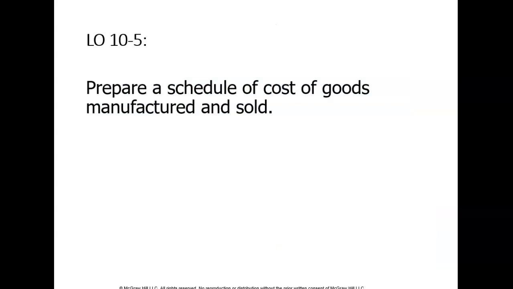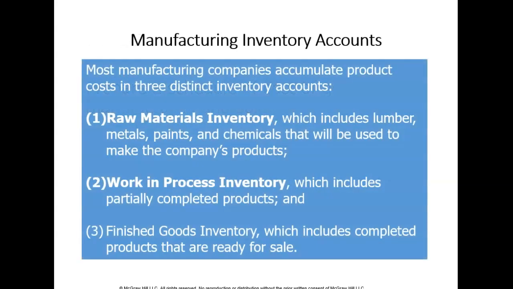Next up, we have what's known as a schedule of cost of goods manufactured and sold. So we're looking at what costs should be included when we produce an actual product to compute our schedule of cost of goods manufactured and cost of goods sold. If you are a manufacturing company, meaning you're making a product, you're going to have three different distinct inventory accounts. Raw material, which includes the products in an unfinished state. That could be the lumber, the metal, the paint, the steel. Those direct materials are going to be your raw material.